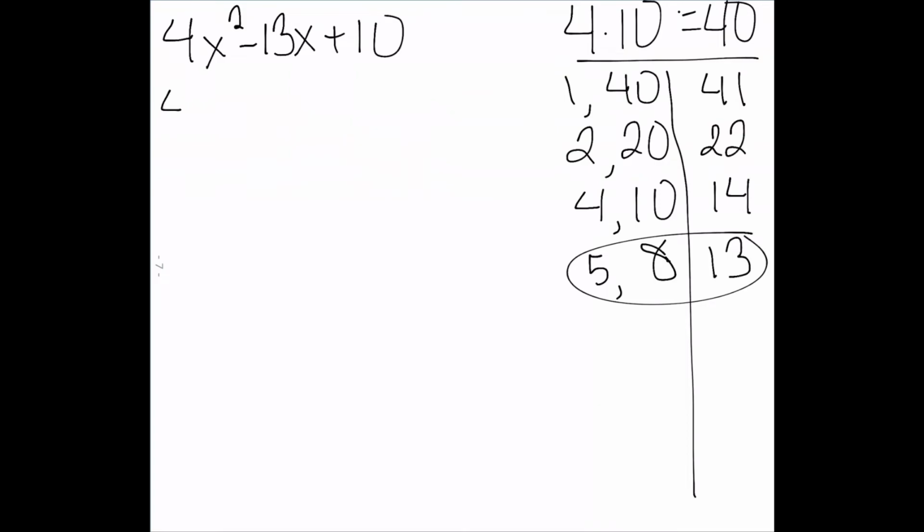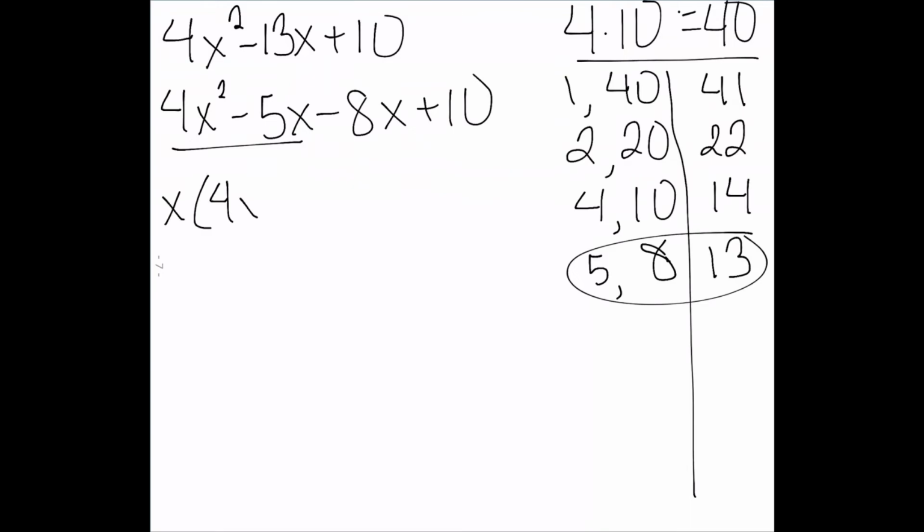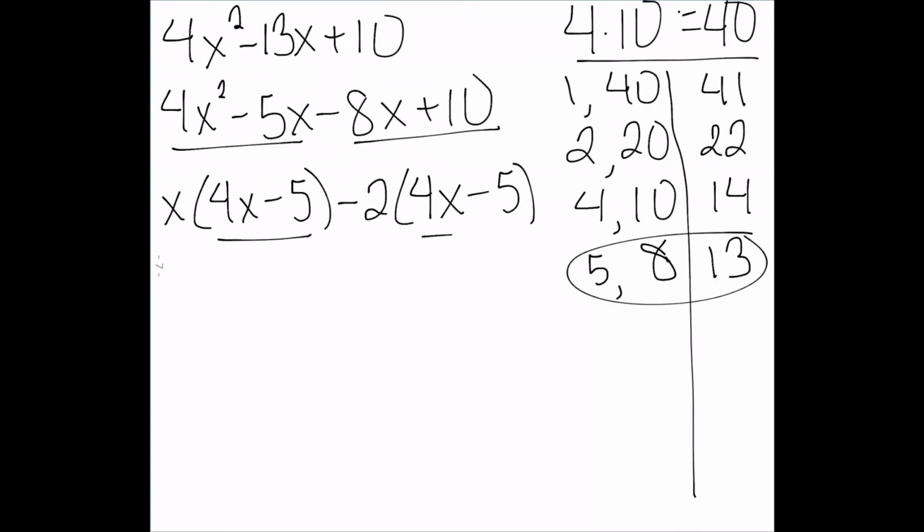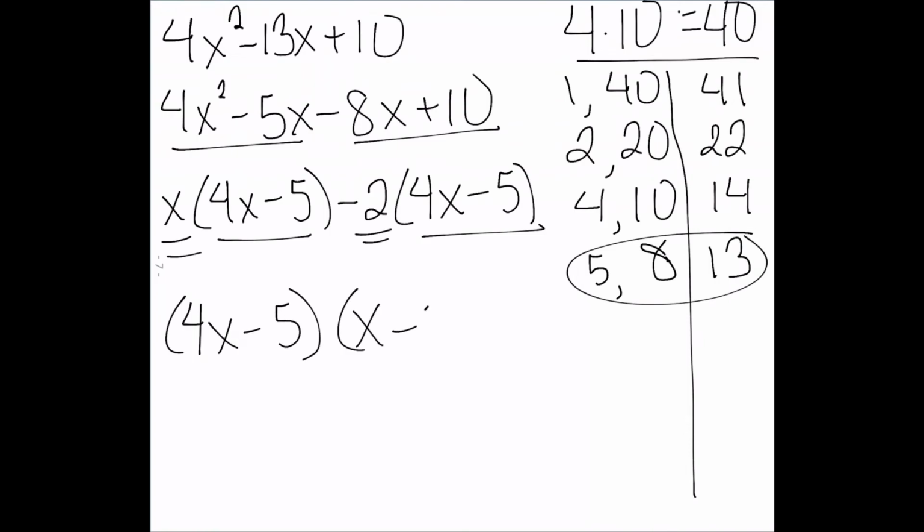So now I'm going to rewrite this. 4x squared minus, since we have the minus 13, we're actually going to do minus 5x minus 8x plus 10. These first two terms have an x in common. I'm left with 4x minus 5. The next two have a negative 2 in common. And I'm left with 4x minus 5. So now they both have the 4x minus 5. And I'm left with x minus 2.